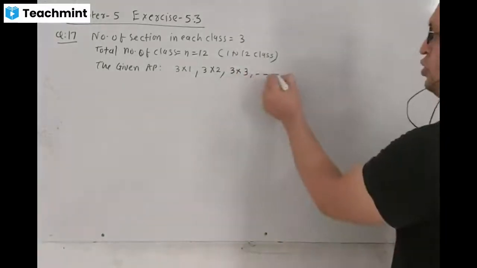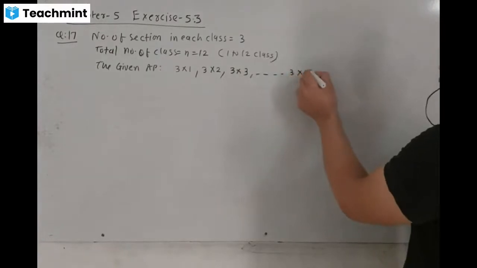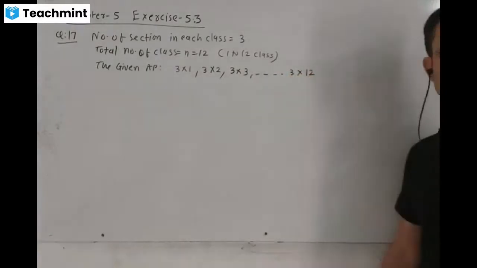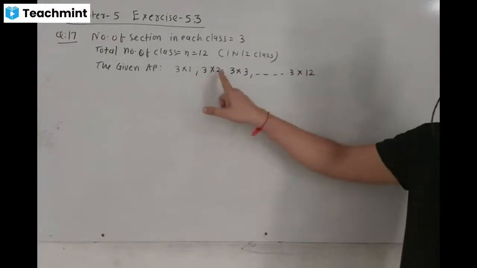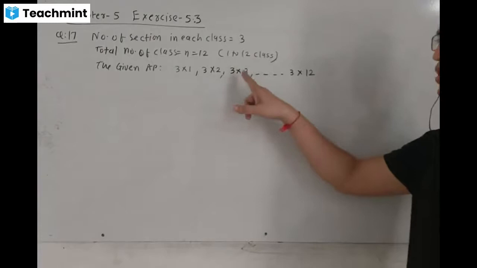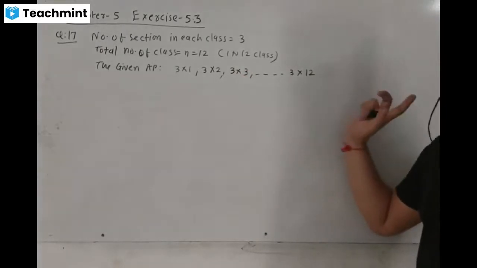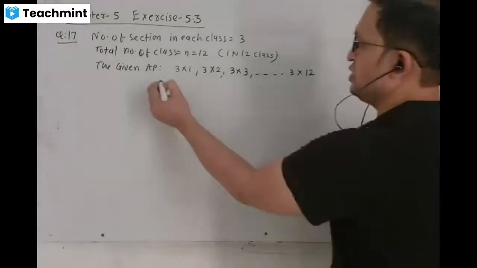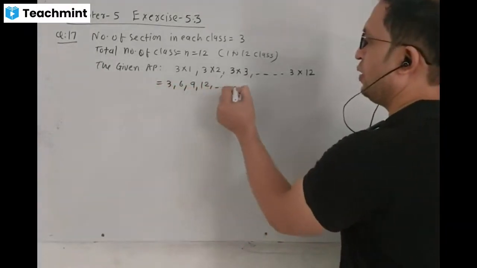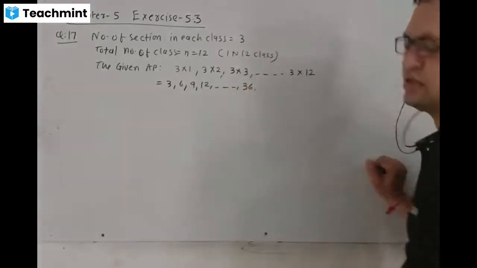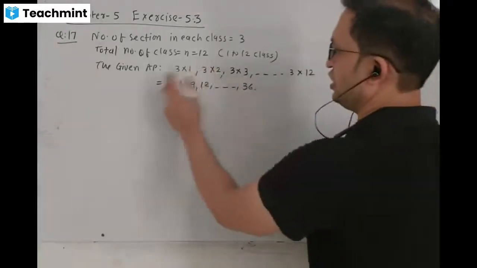Okay, up to number of sections in each class, that is multiplied with class 12. Number of sections multiply class 1, number of sections multiply class 2, number of sections multiply class 3, and number of sections multiply class 12. Clear? Therefore, AP is equal to 3, 6, 9, 12, up to last number 36, and total number of terms is equal to 12.